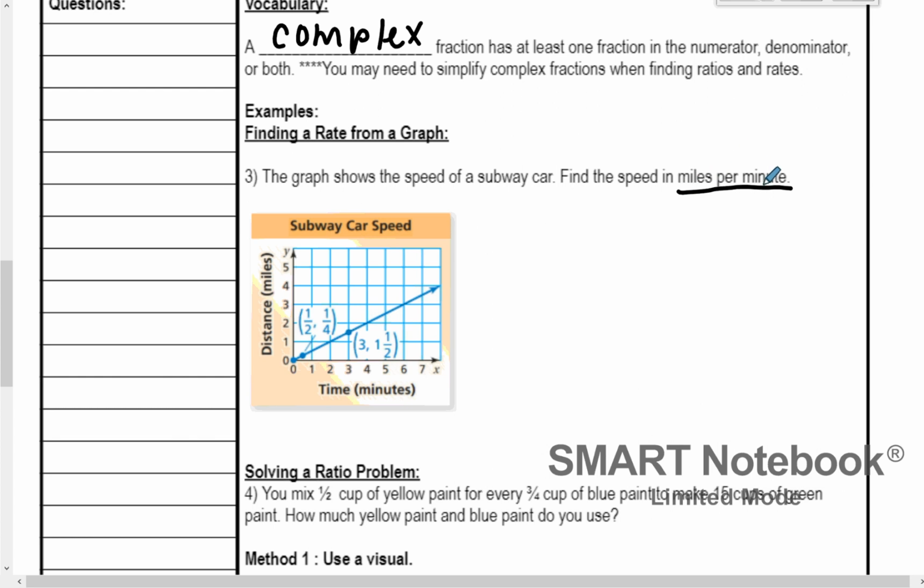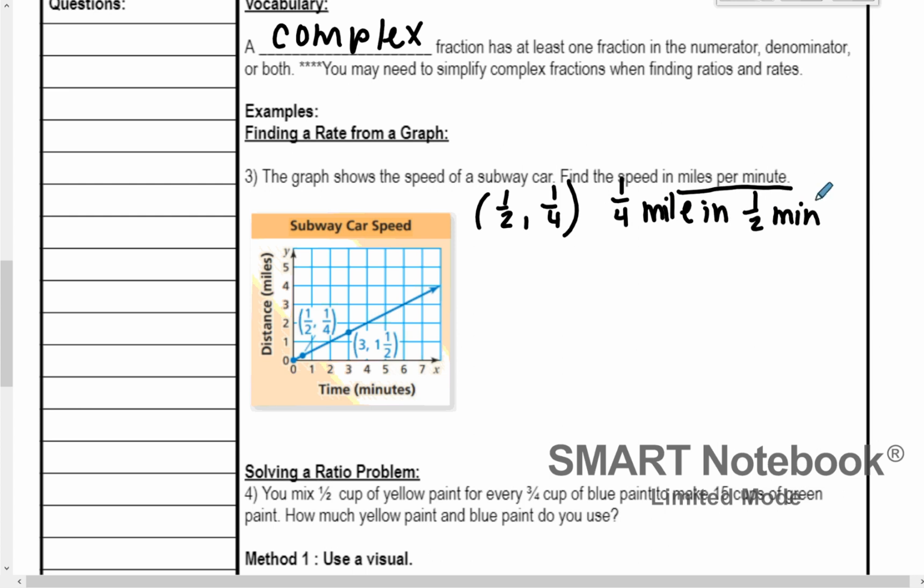All right. So first thing we have to do is just choose a point. Okay. Between these two numbers, I think 1/2 and 1/4 are a little bit nicer than having a mixed number as a fraction. So I'm going to choose to use 1/2 and 1/4. What this means, okay, so we go over 1/2. So we're going a half a minute. We are going 1/4 of a mile. So just kind of make meaning of that. So 1/4 of a mile in a half of a minute.